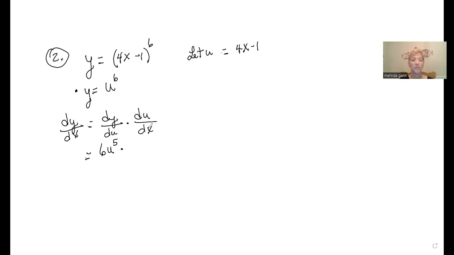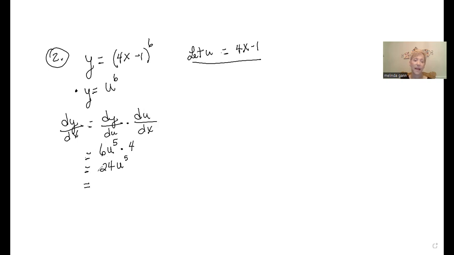Now find where you have u's and x's together. Not there, not there. Oh, that's over here where I have u's and x's together. What's the derivative of that? Well, the derivative of 4x is 4, and then minus the derivative of a constant is 0. Now, I would probably clean that up and have 24u to the 5th.